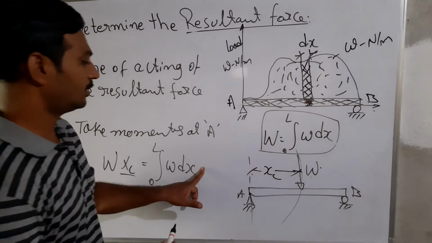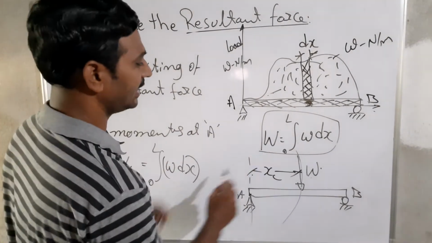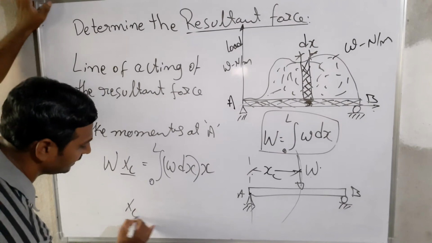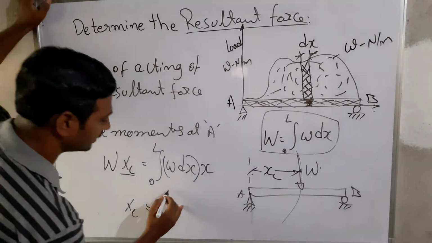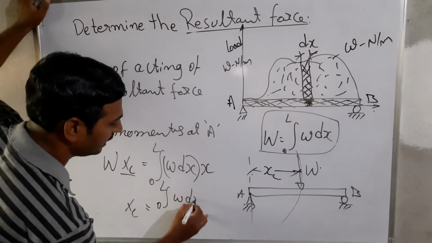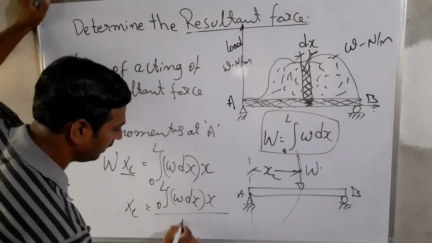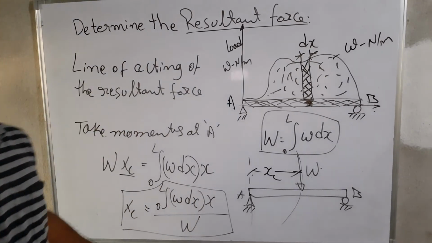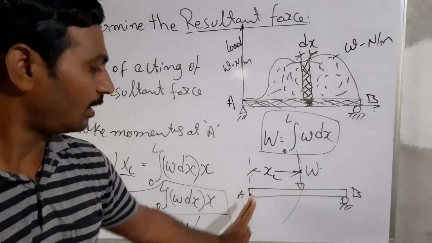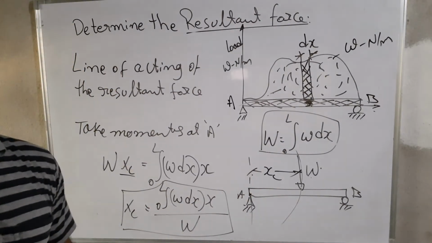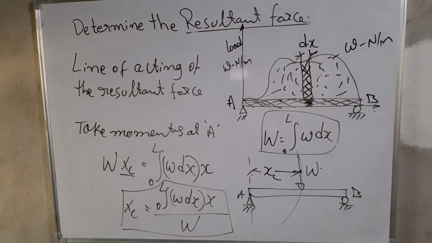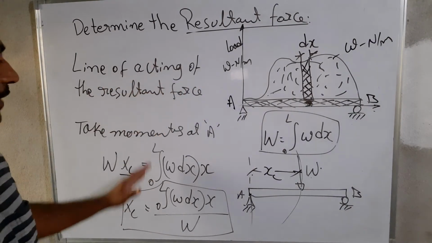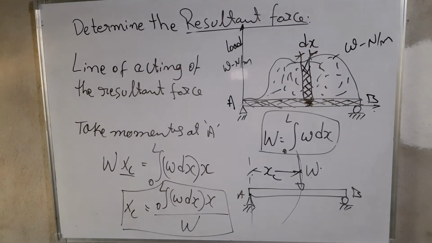See, this is the distributed load. It exists over a span of length x, suppose it is here. Then finally xc is the distance we measure from A, which is the integral from 0 to L of omega dx into x, divided by omega. This way we calculate xc, the distance from one reference point. So this way we find the line of action of the resultant force with respect to one point.